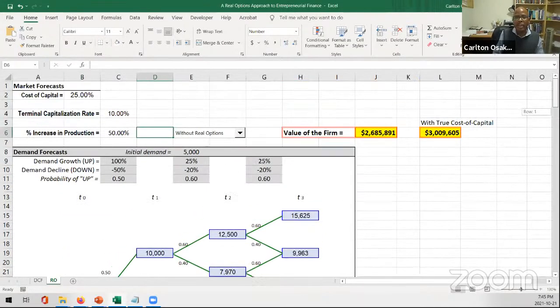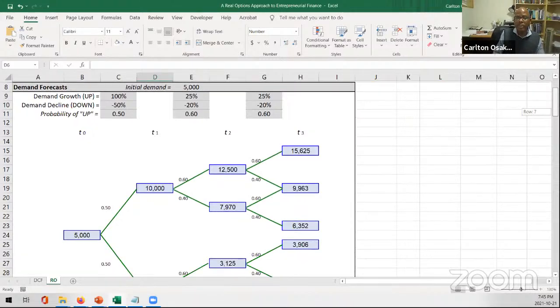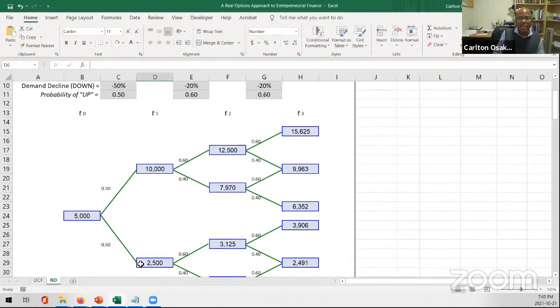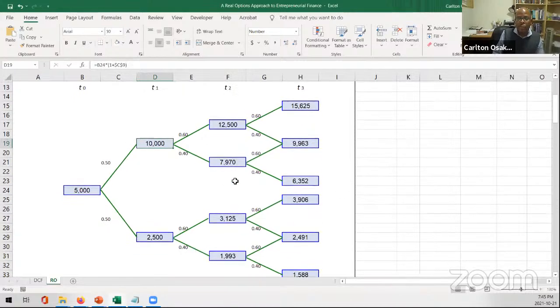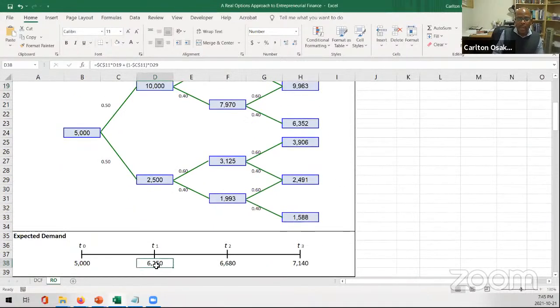So this is the demand, whether it'll go up or go down. From the demand, we can calculate what the expected demand is. The expected demand in year 1 would simply be 50% of 10,000 and 50% of 2,500. So this would be the expected demand that's calculated there.